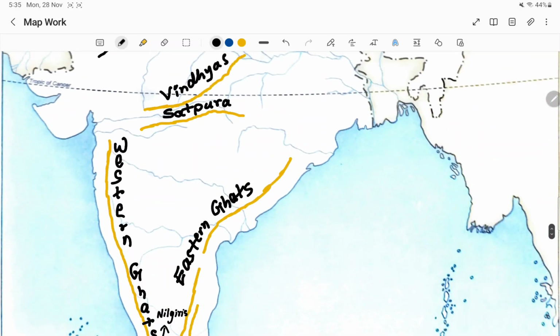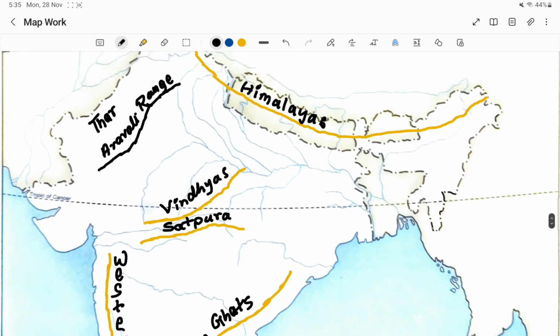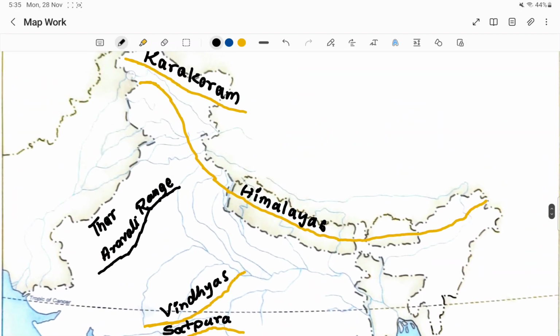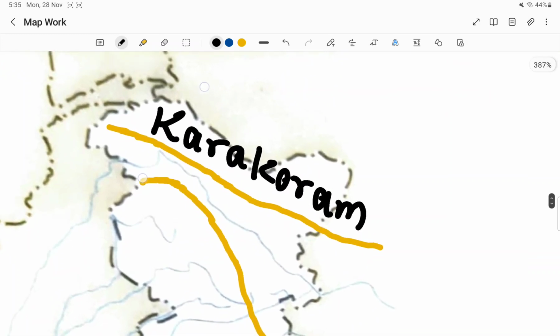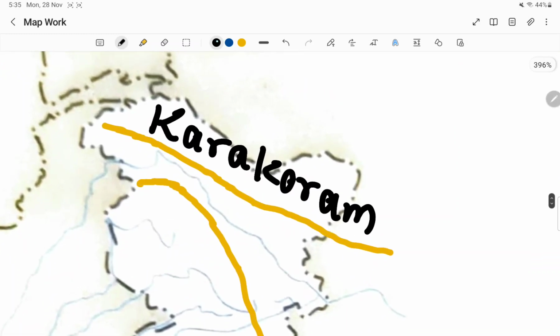Now, next topic comes the Mount Godwin Austen or simply Mount K2. For that, we have to move to our Karakoram range because Mount K2 lies on the Karakoram range. So in this range, this will be the Mount K2.